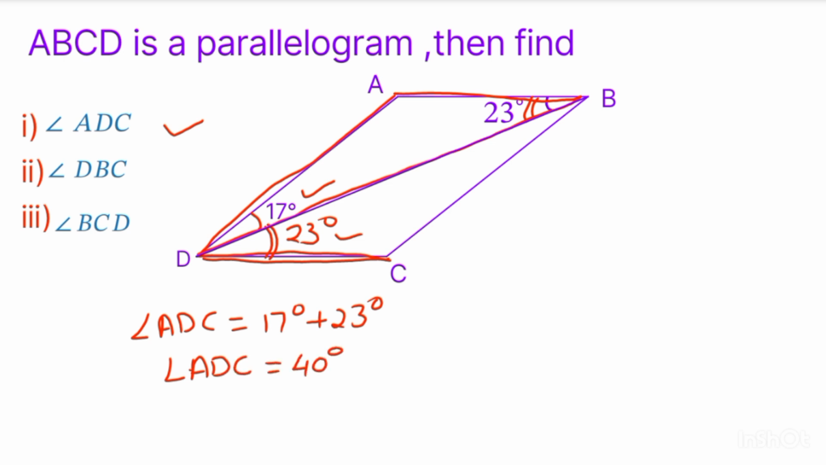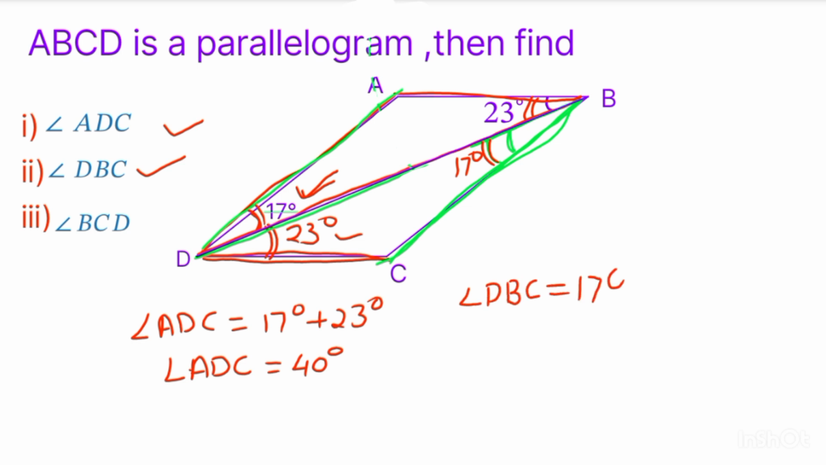Now second is angle DBC. Angle DBC, this angle. Now here AD is also parallel to CB and this is the transversal, right? So this angle will be equal to this angle. This angle is 17 degrees, so this will also be 17 degrees. Hence we get angle DBC is equal to 17 degrees.